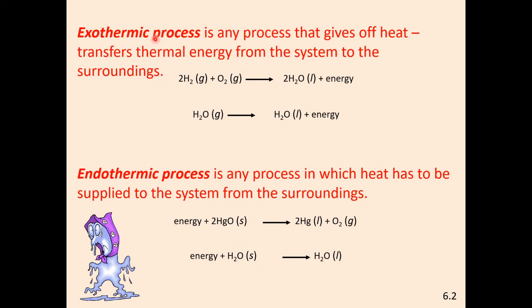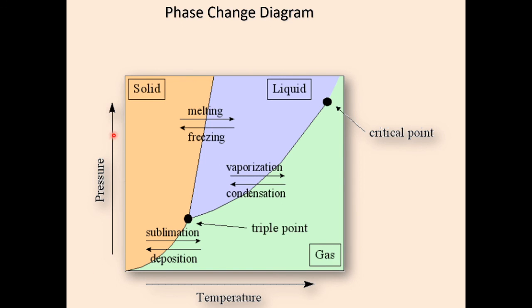Endothermic versus exothermic. Exothermic occurs with the release of energy. Energy is exiting the system. Endothermic occurs with the input of energy. Energy is entering the system. So, phase changes. You don't really need to know about the pressure side of this. Really, all I'm focusing on is the temperature. And all you really need to know is which ones are considered exothermic, which ones are considered endothermic.